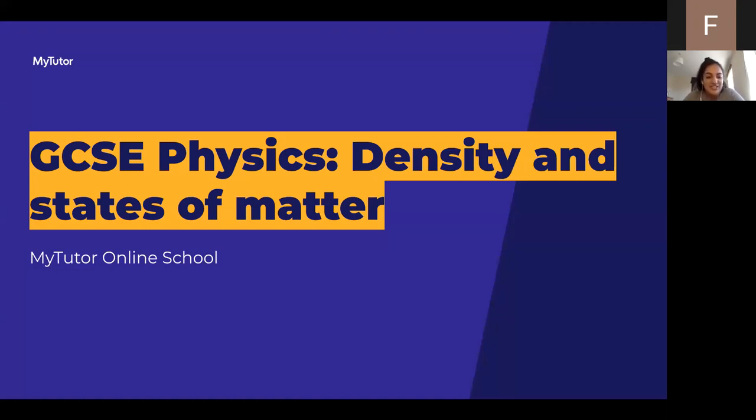Today's physics session is on density and states of matter, although we're going to be starting with a nice recap of the space topic that we've just covered.